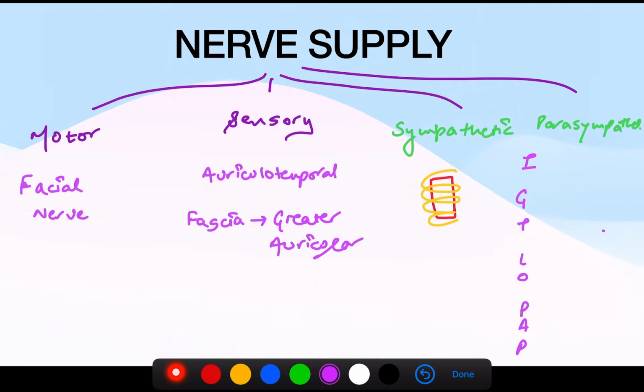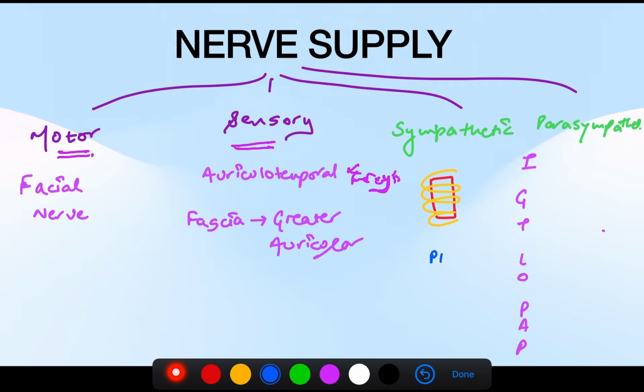For the nerve supply, the motor nerve supply comes from the facial nerve, sensory comes from the auriculotemporal nerve, which is affected in Frey syndrome. Frey syndrome video in detail is already posted on my channel. For the sympathetic supply, it will be plexus around the middle meningeal artery.